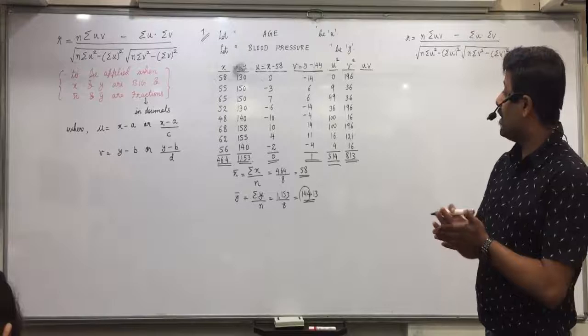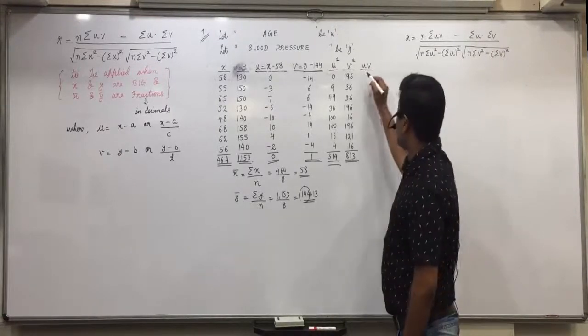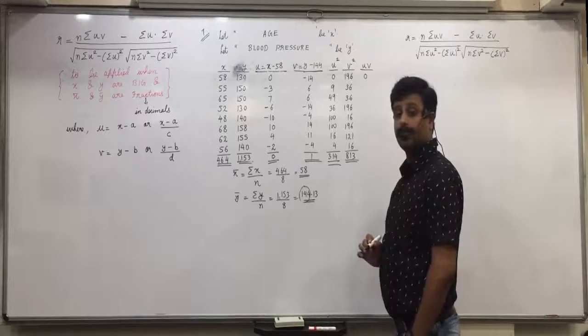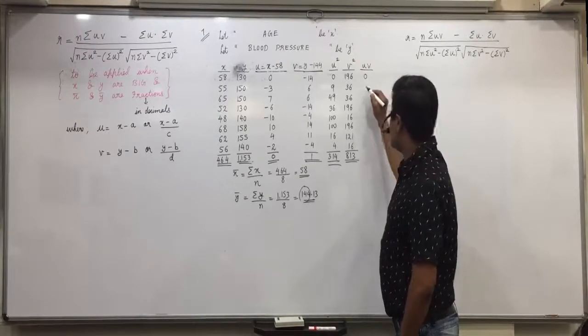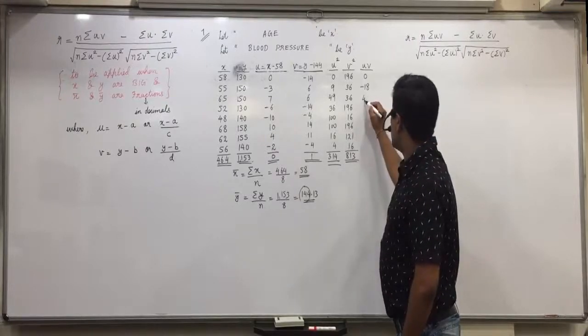Yes. Amruta, UV? 0 into minus 14, 0. Minus 3 into 6, minus 18. 7 into 6, 42.